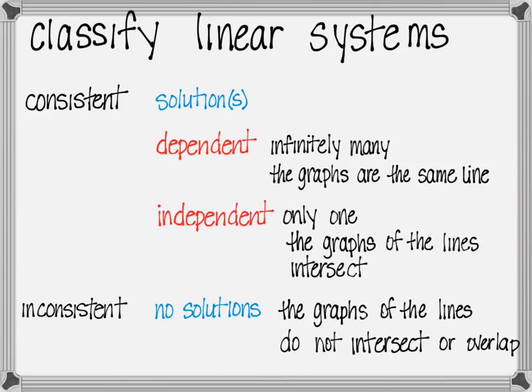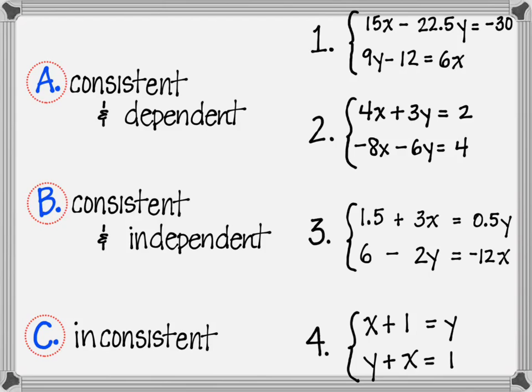To be inconsistent would mean that when you graph the system, the graphs of the lines do not intersect in one point, meaning they would be parallel lines. So here's four examples where we've got four linear systems, and you're to determine if they are either A, consistent and dependent, or B, consistent and independent, or inconsistent.